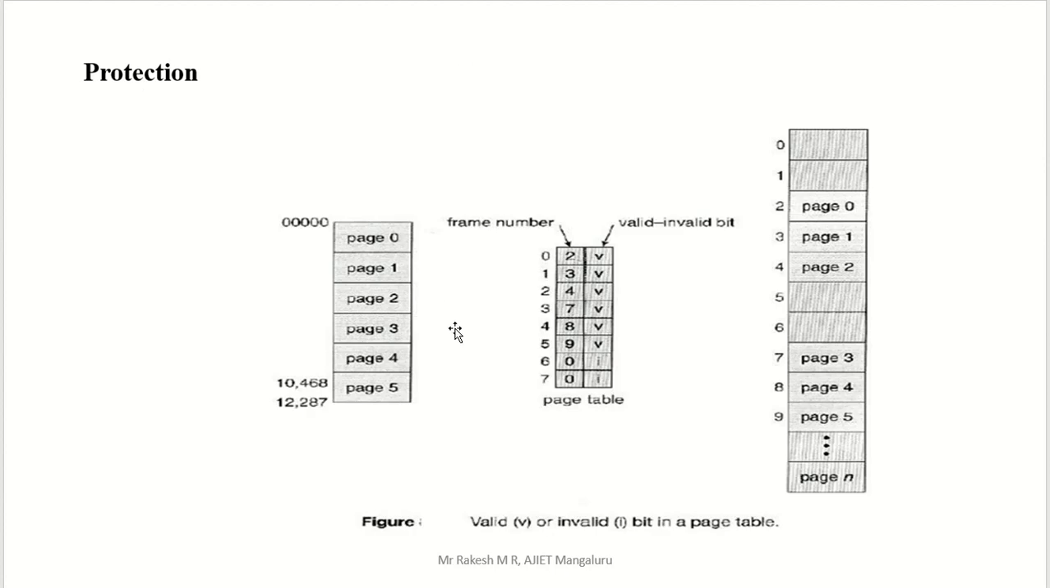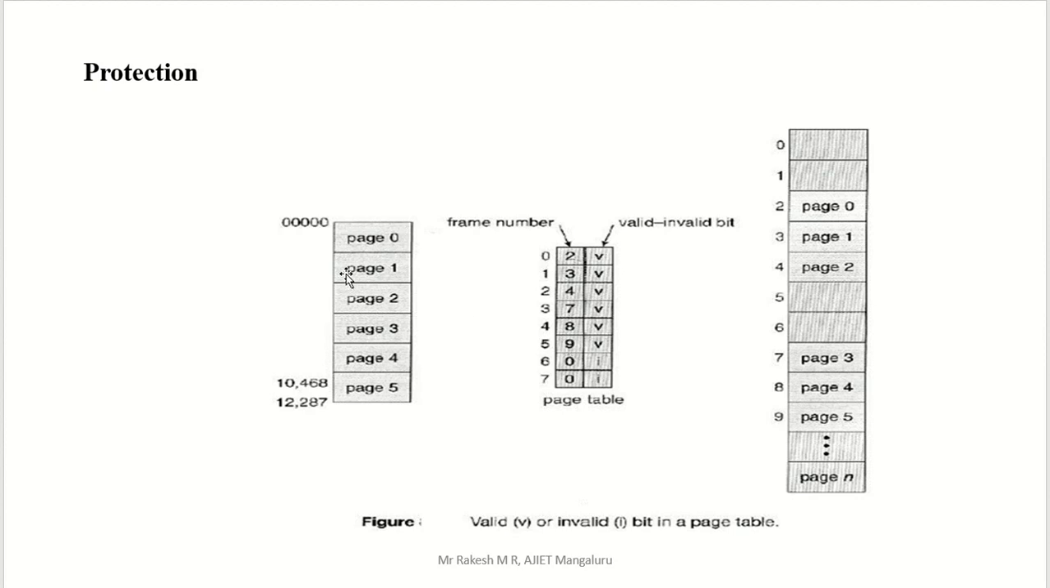Then protection. Here we have pages divided into small blocks, and then we have memory. Page 0 is present in one frame, page 1 is present in another frame, page 2 is present in another frame, but here there are totally 5 pages. You can see in the page table that up to page 5 we have entries, that means the fifth page is stored in the ninth frame. You can see the fifth page is stored in the ninth frame.